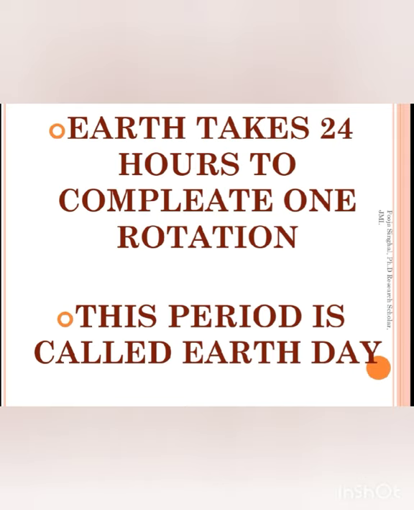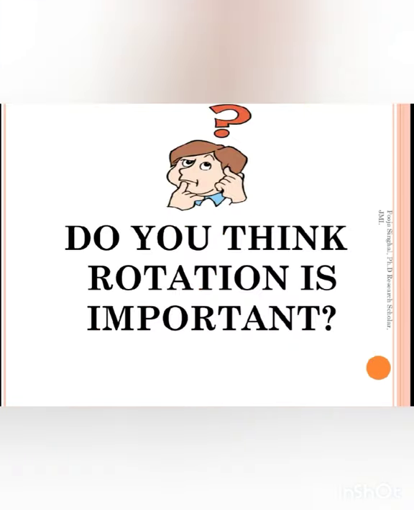As you know, earth takes 24 hours. It is approximately 24, but exactly it takes 23 hours 56 minutes and 4 seconds. So approximately we say that earth takes about 24 hours to complete one rotation around its axis, and the period of rotation is known as earth day. This is the daily motion of the earth which we understand. Now a question came up: do you think rotation is important?